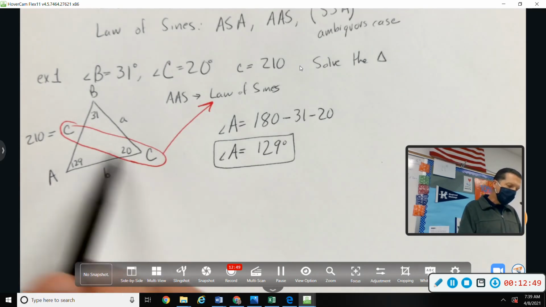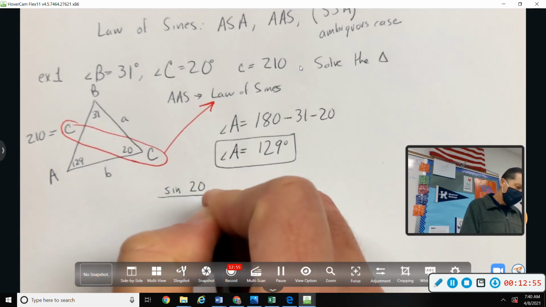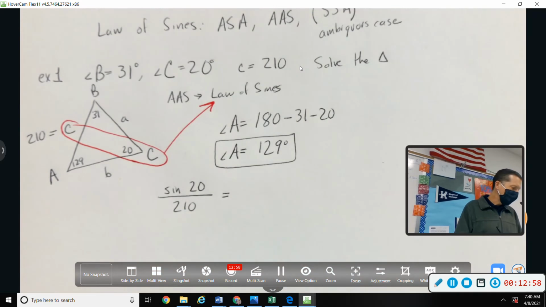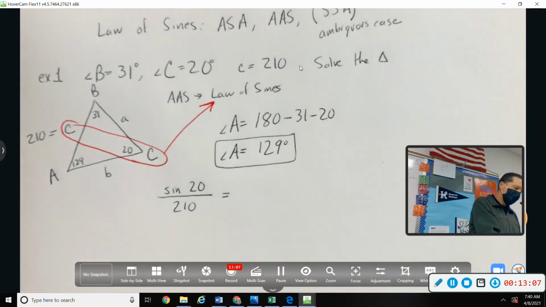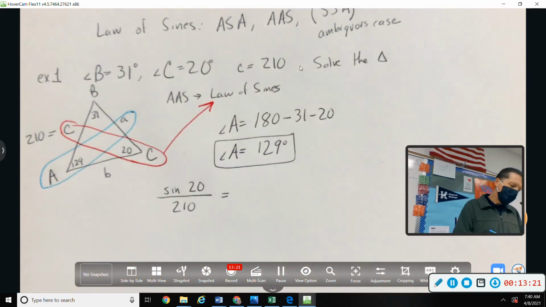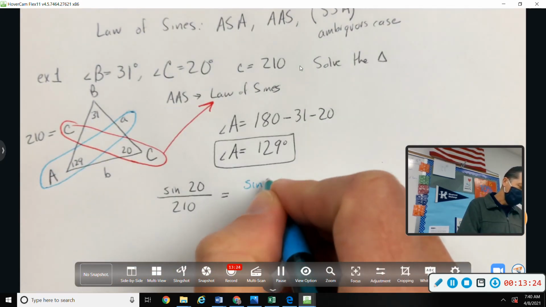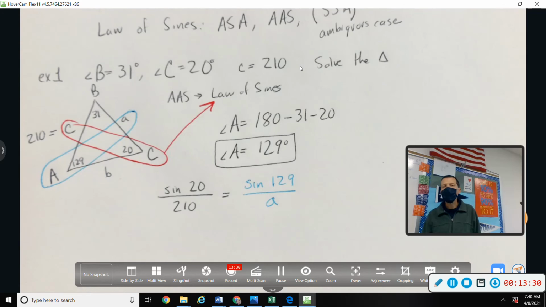We said we knew the C information, so let's write that piece of the equation. Sine of 20 over 210 equals... and now we have a choice to make, because we need to find side A and side B. We can't find them both at once. Let's just find side A. So we'll write the A piece of the equation: sine of 129 over A.